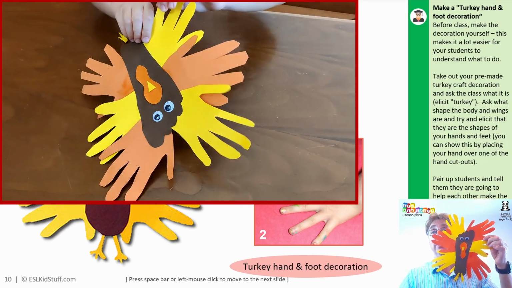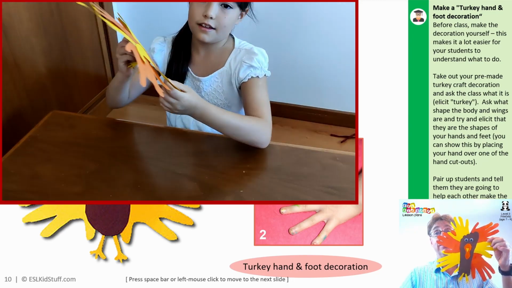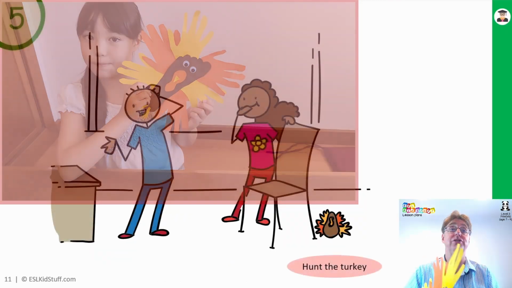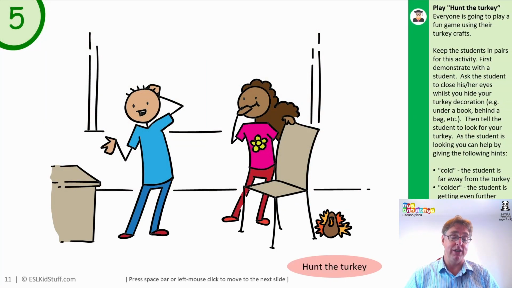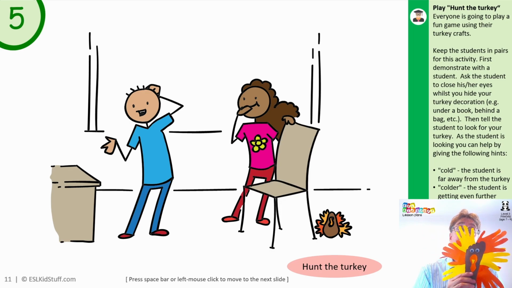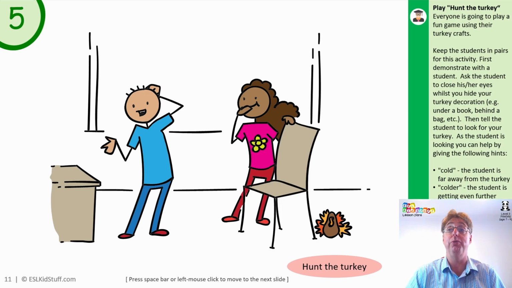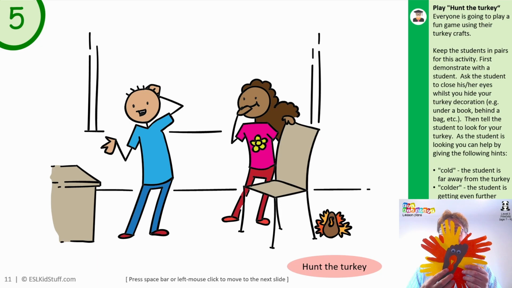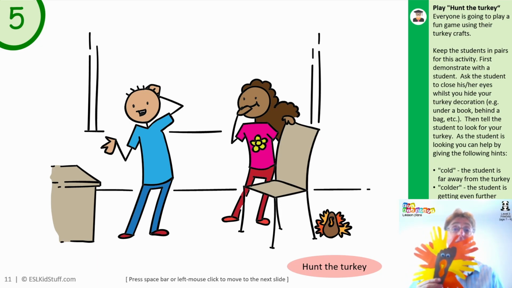And we'll be using the decorations in the next activity, which is called Hunt the Turkey. So students will be hiding their turkey crafts and their partners will be trying to find them by hunting. Okay, so first of all, model with a student. Always do modeling first so everyone gets the idea of what to do. So tell your partner or volunteer to close their eyes, and as they do so, take your craft decoration and hide it somewhere in the classroom.